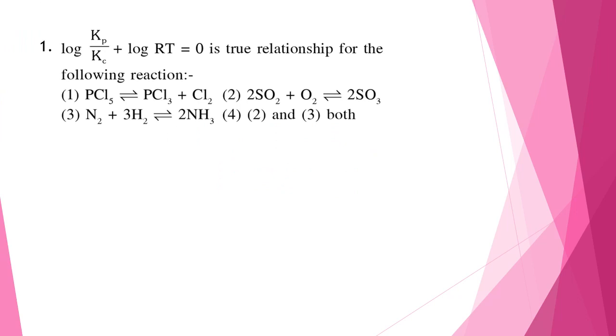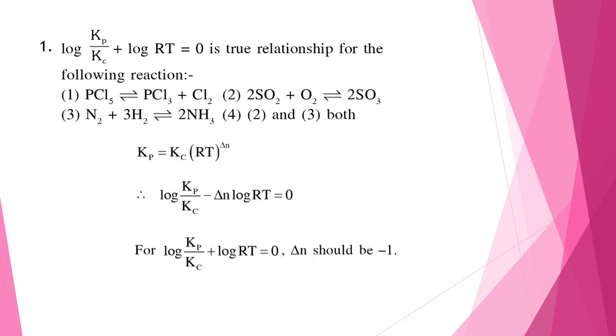Question 1. Log Kp by Kc plus log RT is equal to 0 is the true relationship for which of the following? So we know that Kp is equal to Kc into RT to the power delta n. So when we take log on both sides, it becomes log Kp by Kc minus delta n log RT is equal to 0. Now in the question, it is log Kp by Kc plus log RT.